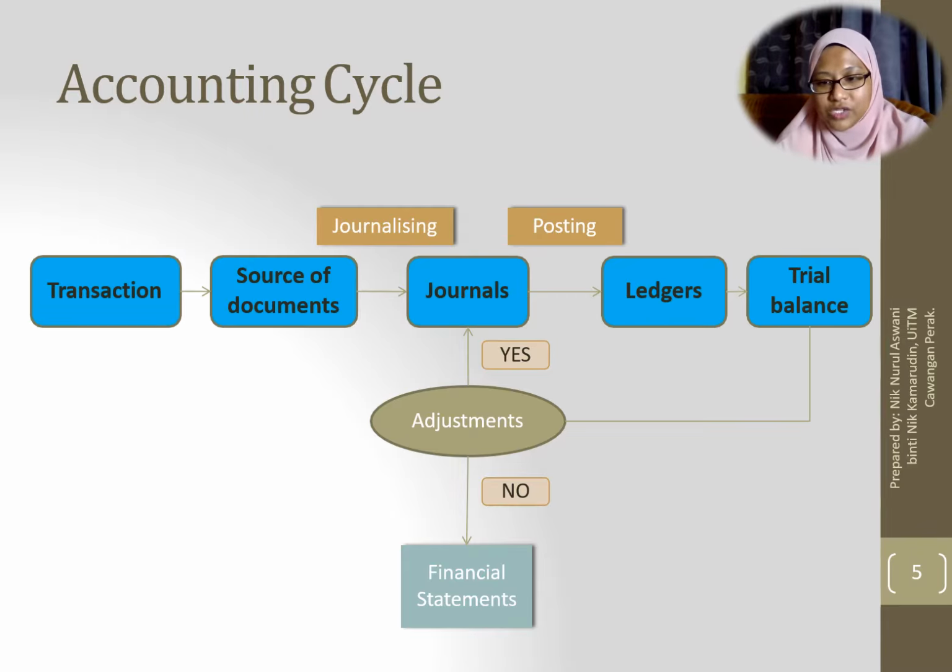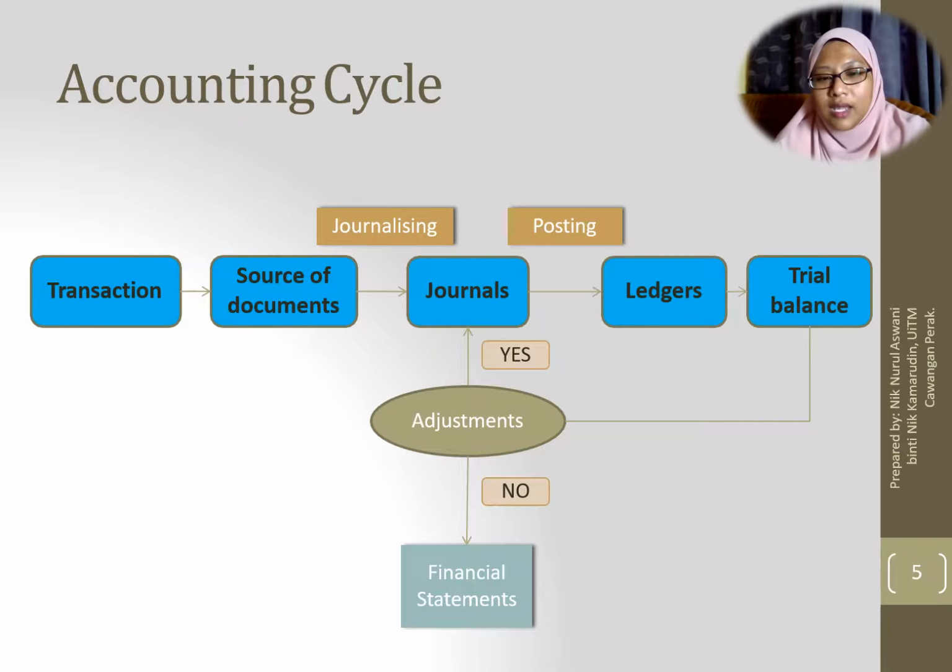All of these documents will be kept, and then classified into the accounting classification. Then it will be journalized in the journals. Later on you are going to see the different types of journals. From the journal, we are going to post to the ledger. And then from the ledger, we take all the balances that we have prepared in the ledger, and we prepare a trial balance.